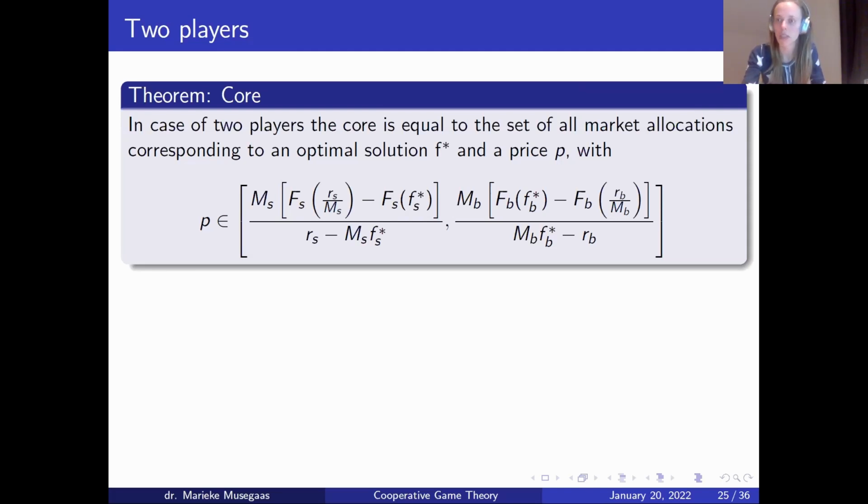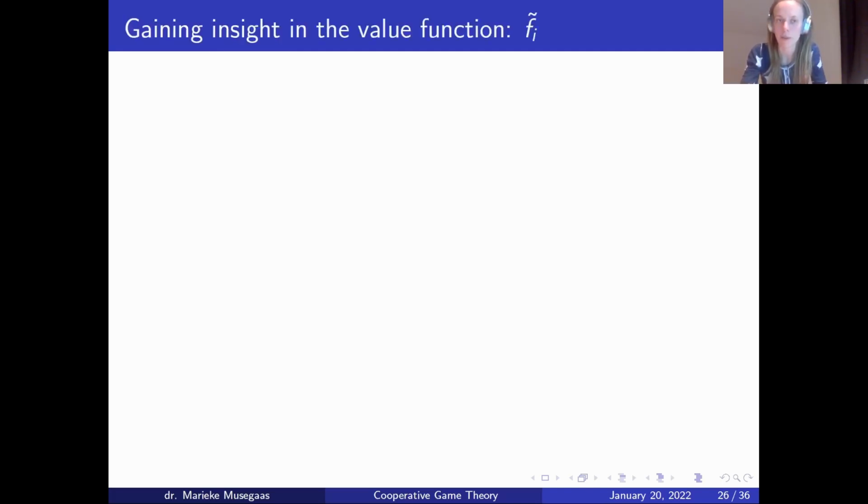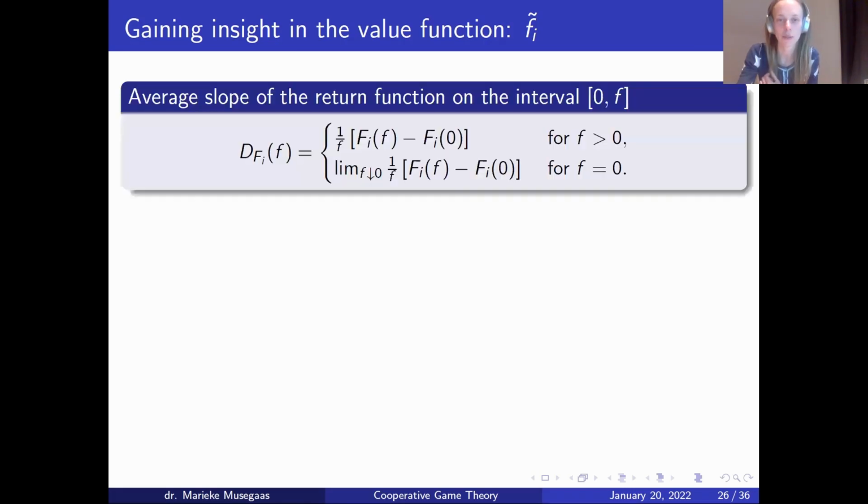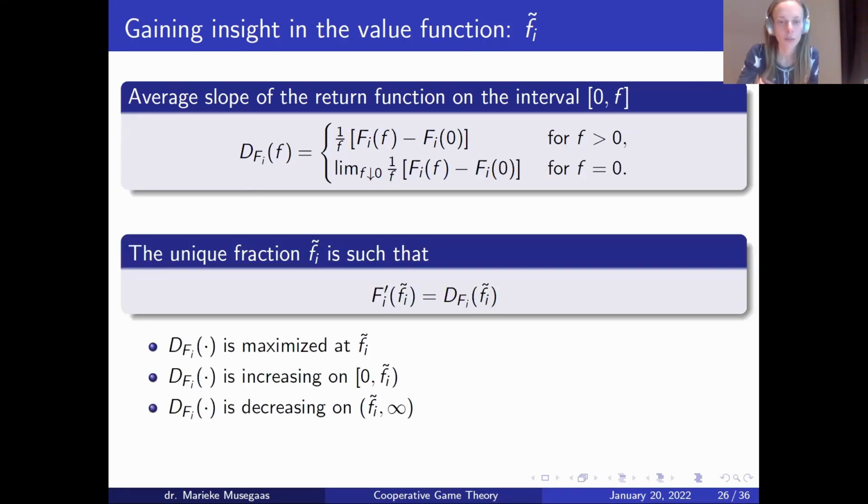Is that true in general, actually? Is the core always non-empty? Well, for this, we will look a bit more closely at this S-shaped return function. And now it might become a bit technical, but as long as you have the intuition, I think you can understand quite a lot of it. And for this, we need some new notation, but I will explain it by means of the figure. What does this very complicated function do? It basically gives you the average slope so far.